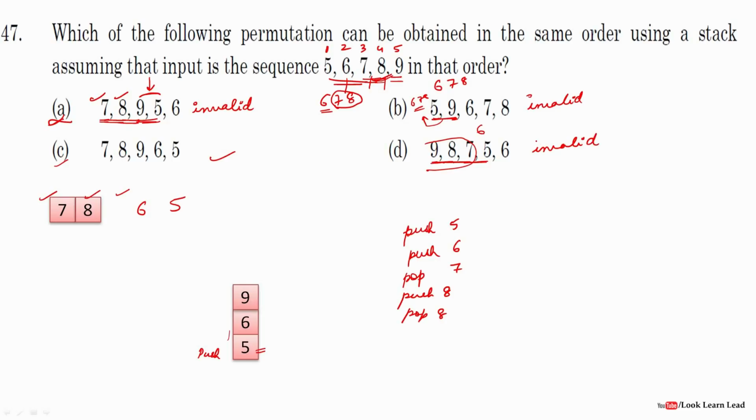Okay, let's check our answer. We have 7. 7 and 8 are consecutive, no problem. 8 and 9 are consecutive, no problem. Between 9 and 6, they are not consecutive, but between 9 and 6 we have two numbers, 7 and 8. Only 7 and 8 are there between 9 and 6, and 7 and 8 have already occurred, so no problem. And 6 and 5 are consecutive, there is no problem. So this is the only valid sequence. So this is a shortcut, you can check it like this.